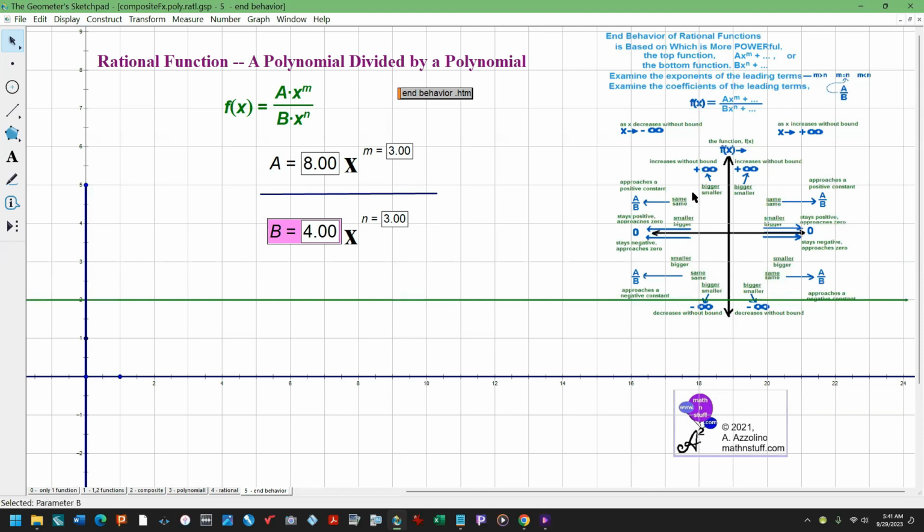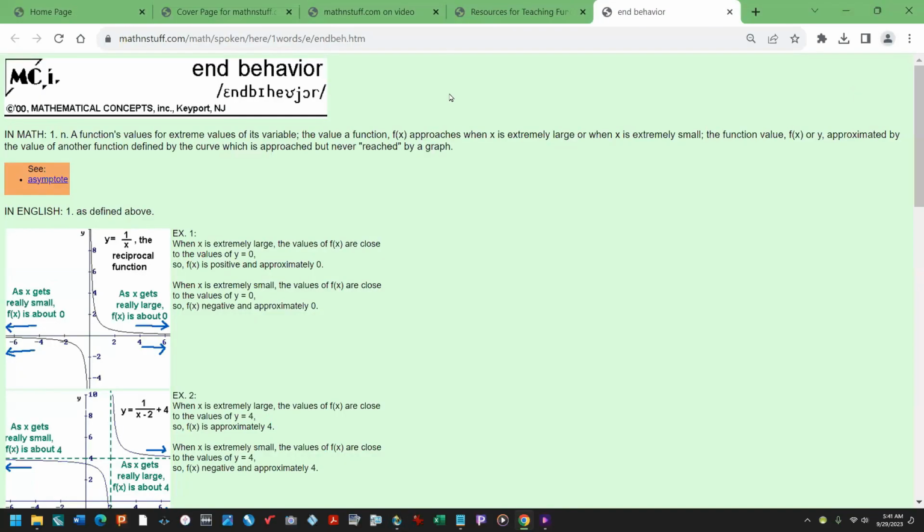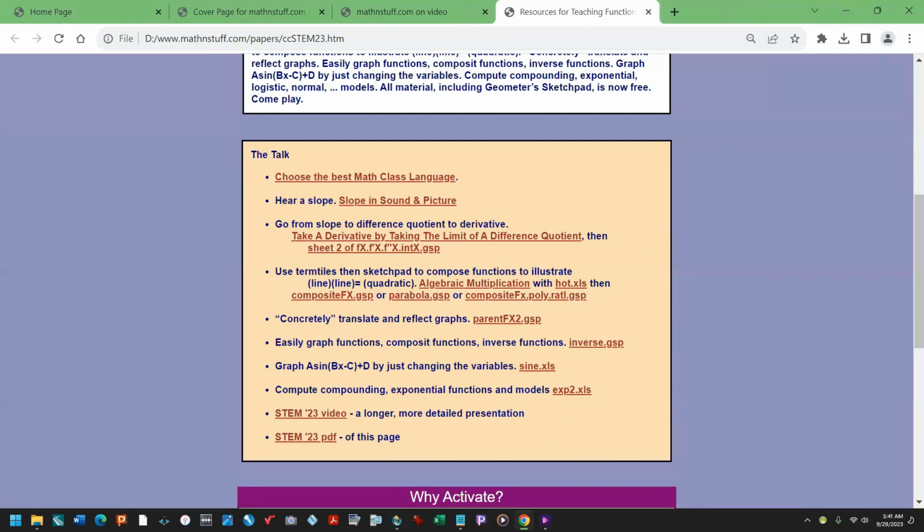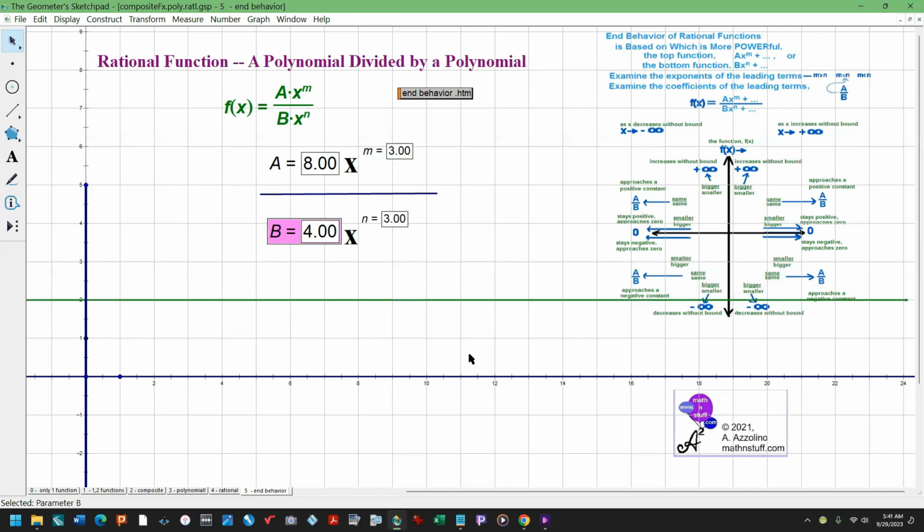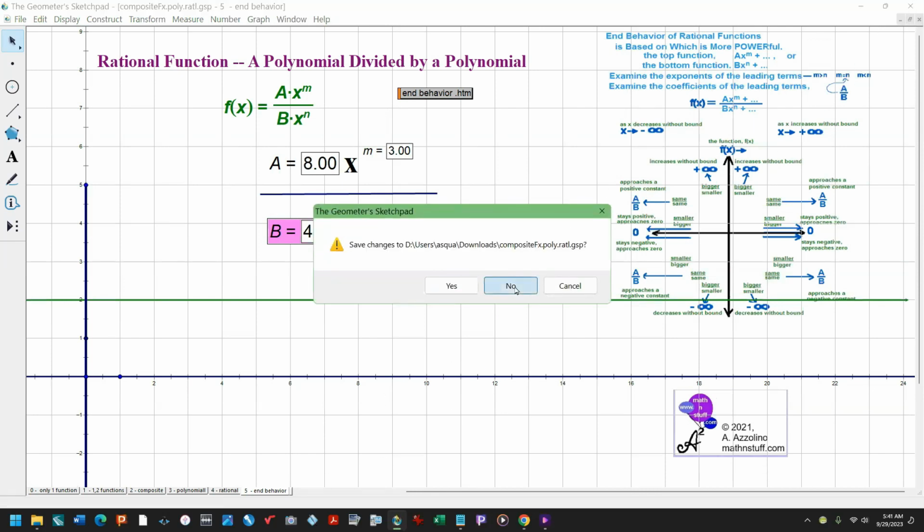Here's a summary. For the record, you will find the summary in the end behavior definition in the dictionary. I can get out of that. I can go to the spreadsheet. That's all that's in here. I don't need this anymore.